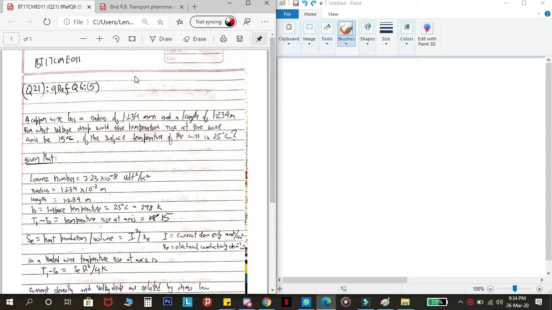Greetings everyone, my name is Anirudh and I am here to explain question 21 of the transport phenomena assignment, which is a question from the re-exam of 2009, the question number 6, which is for 5 marks. The question is as follows.